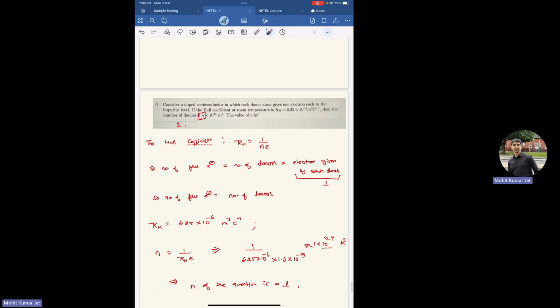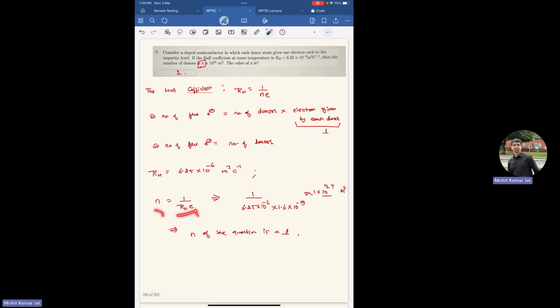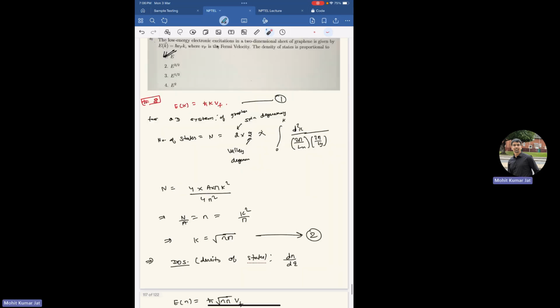Now, problem number 7: consider a doped semiconductor in which each donor atom gives one electron to the impurity level. If the Hall coefficient at room temperature is given, then the number of donors n is what? The Hall coefficient is given, Rs equals 1 by Ne. Number of free electrons equals number of donors times electrons given by each donor, so number of free electrons equals number of donors. Rs is 6.25 times 10 power minus 6 meter cube coulomb inverse. Now n will be 1 by Rs e. We calculate it, and the value of n comes to be 1 times 10 power 24. The question asks for the prefactor of 10 power 24, which is 1. That is the correct answer.